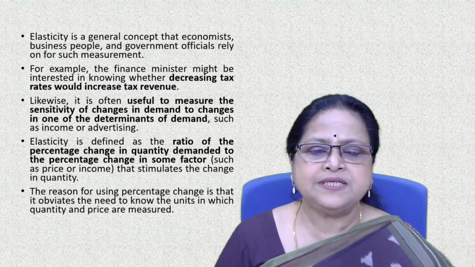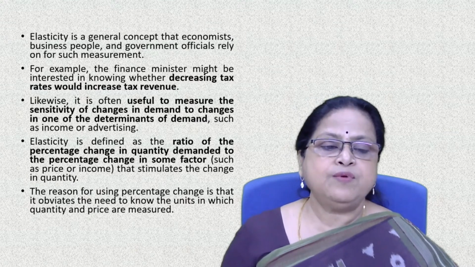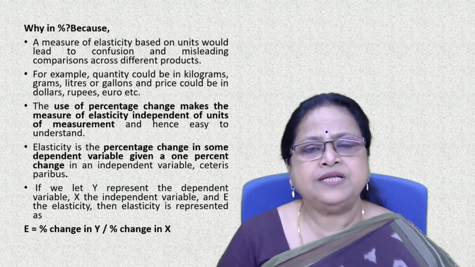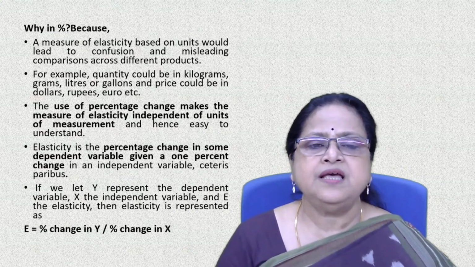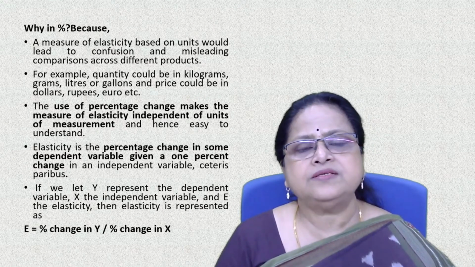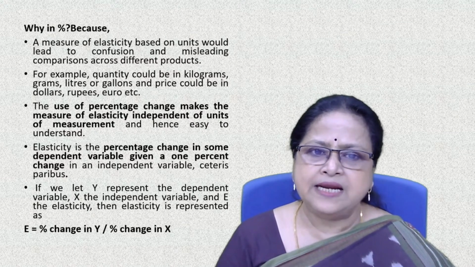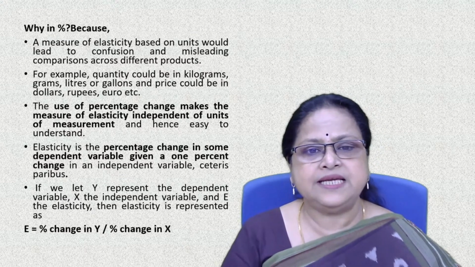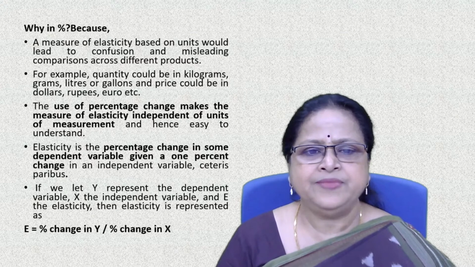The reason for using percentage change is that it obviates the need to know the units in which quantity and price are measured, because quantity and price are measured in different units. So for that reason, we take percentage. Why percentage? Because a measure of elasticity based on units would lead to confusion and misleading comparisons across different products. For example, quantity could be in kilograms, grams, liters, or gallons, and price could be in dollars, rupees, euros, etc. So the use of percentage change makes the measure of elasticity independent of units of measurement and hence easy to understand.